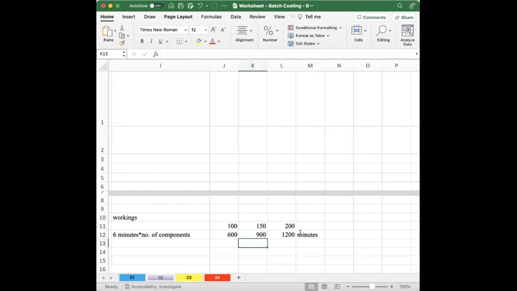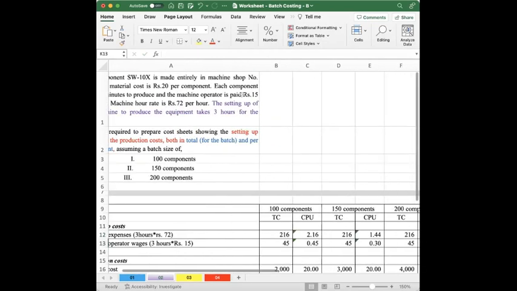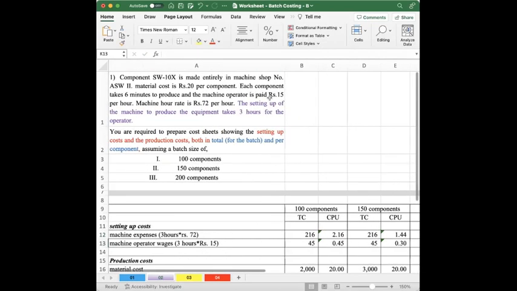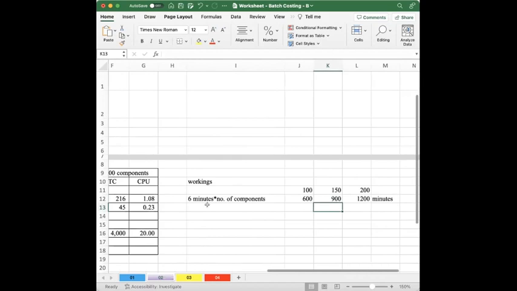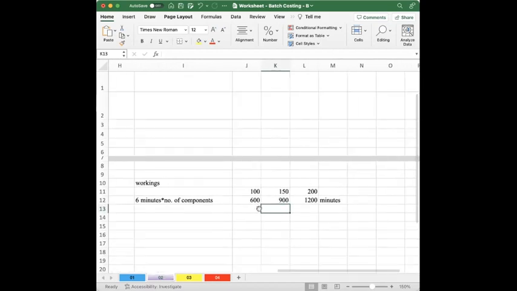But machine operator's wages are given. Machine operator is paid 15 per hour, right? 15 per hour. Hourly rate is given here. Get it? Now try to convert these minutes into hours. Try that by yourself. You need to have this knowledge. These are basic mathematics.